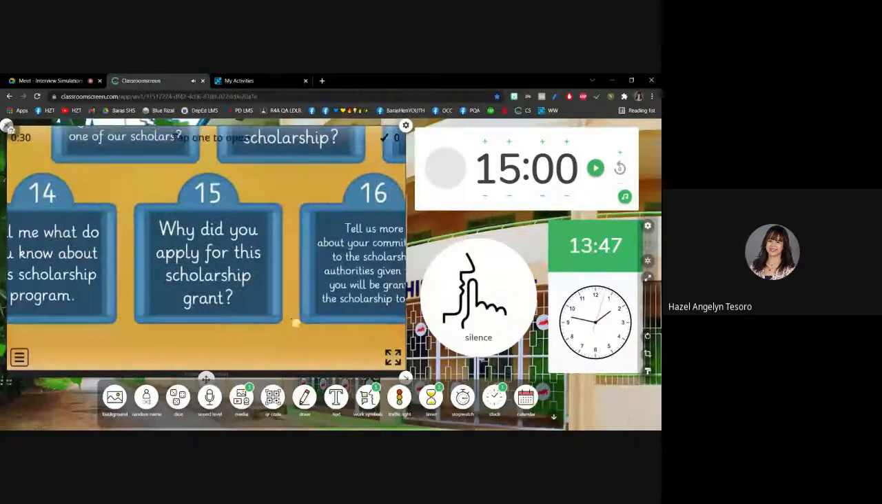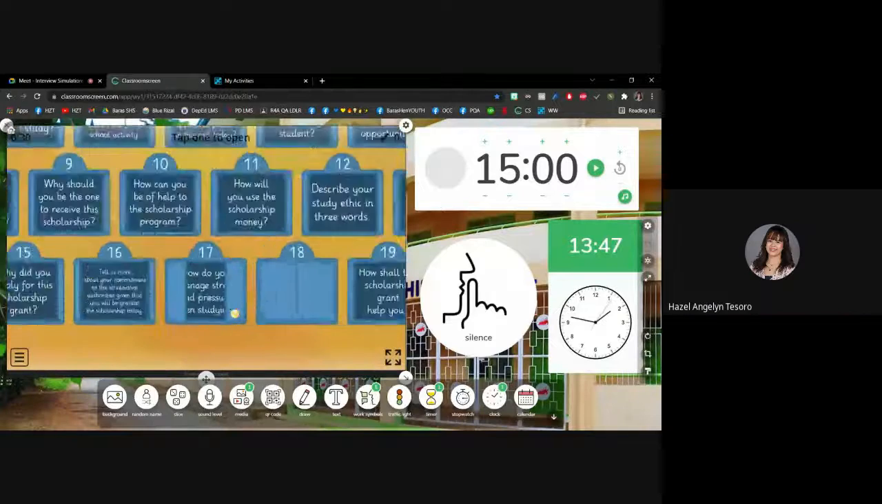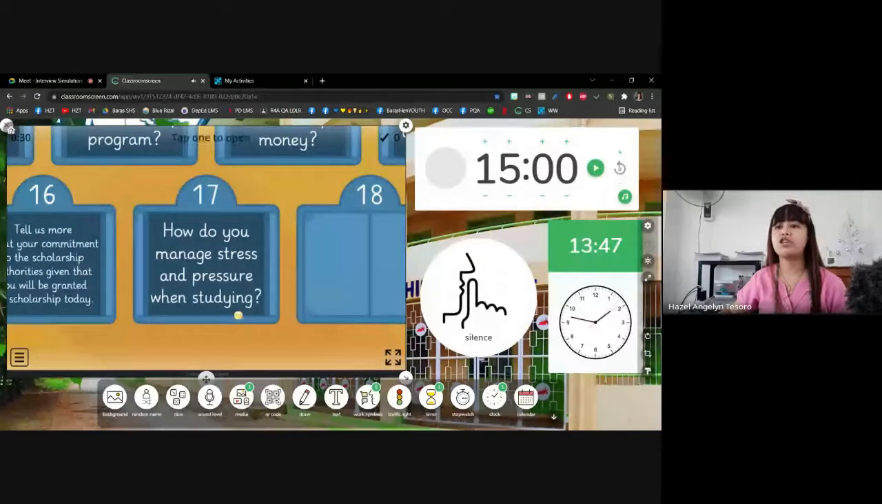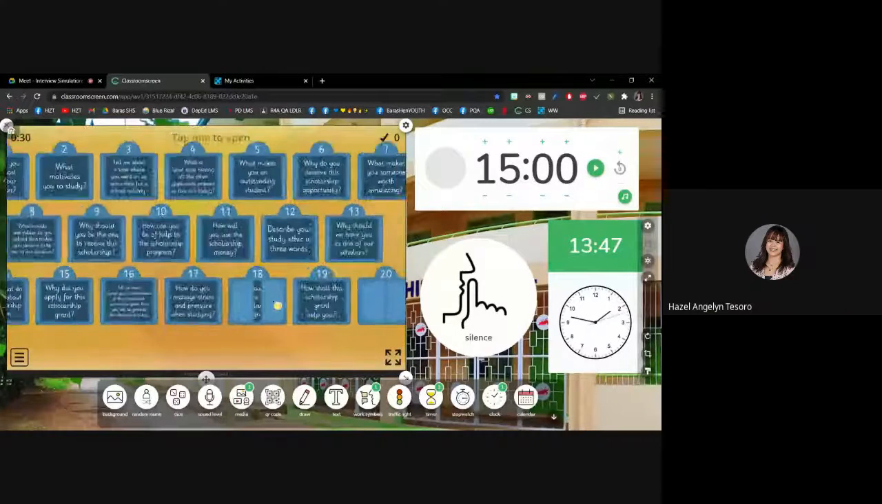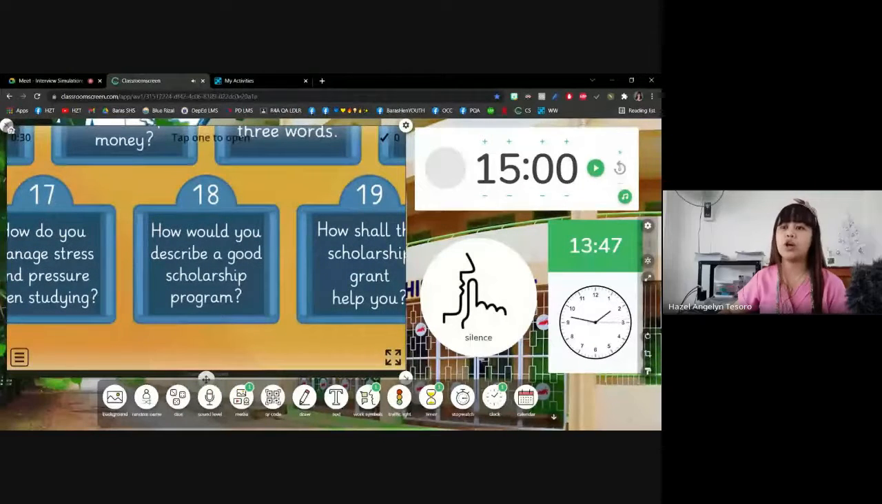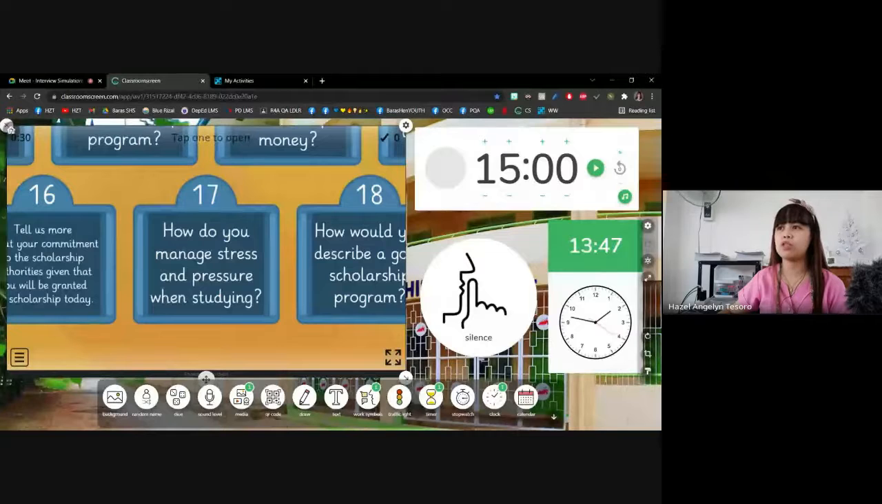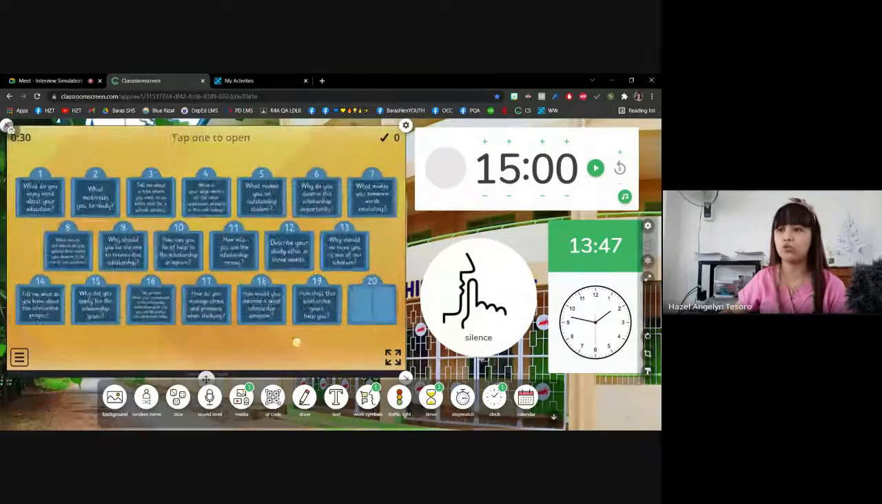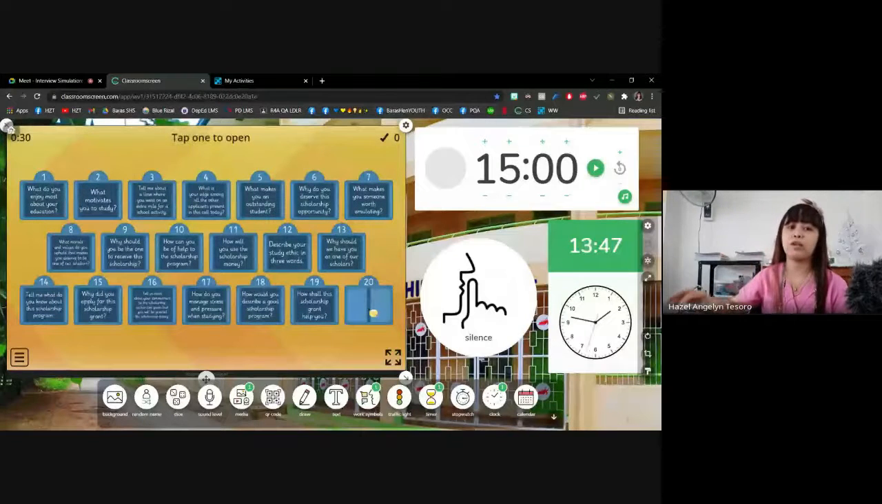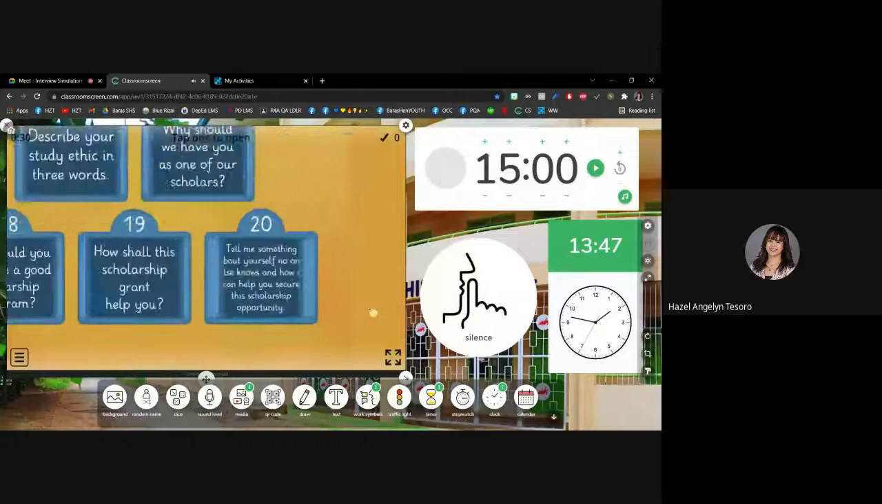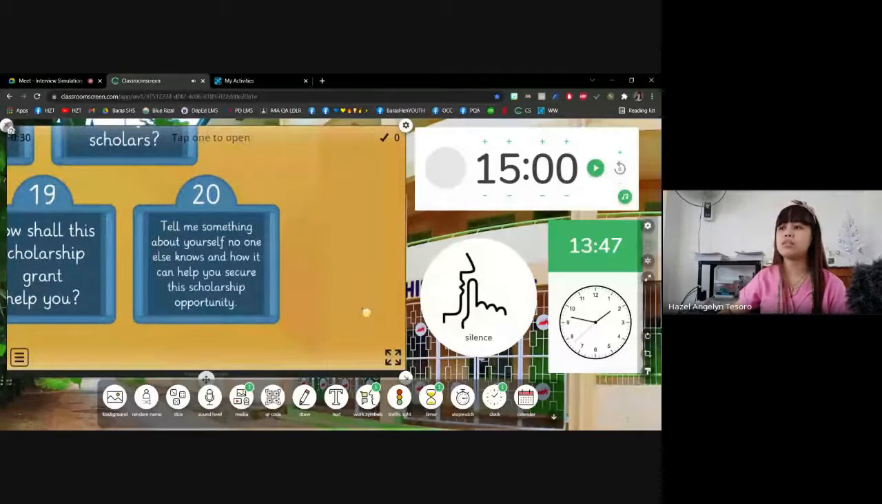Number 15, why did you apply for this scholarship grant? 17, how do you manage stress and pressure when studying? Number 18, how would you describe a good scholarship program? So yung number 17 would be very important for the interviewers to know, most especially if the scholarship program has a grade requirement, no? Kasi some other scholarship programs don't have that. So we have to know the nature of the scholarship program you're applying for if there's a quota sa grade. 20, the last question for this round, tell me something about yourself no one else knows and how it can help you secure this scholarship opportunity.